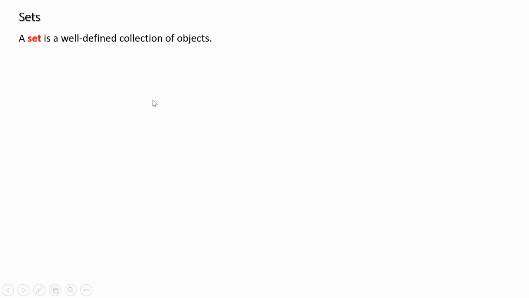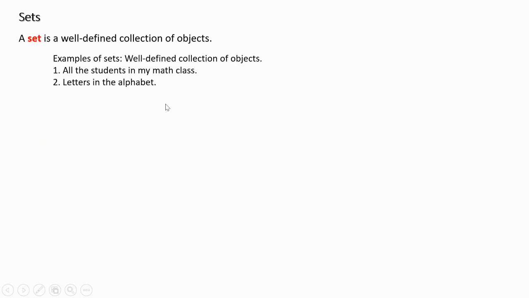Okay, what are sets? A set is a well-defined collection of objects. Examples of sets. These are well-defined collections of objects. Number one, all the students in my math class. That's well-defined. Also, number two, letters in the alphabet. That's also well-defined.